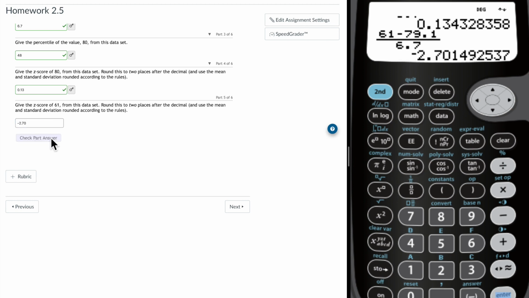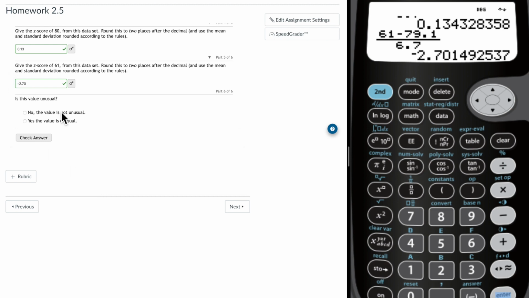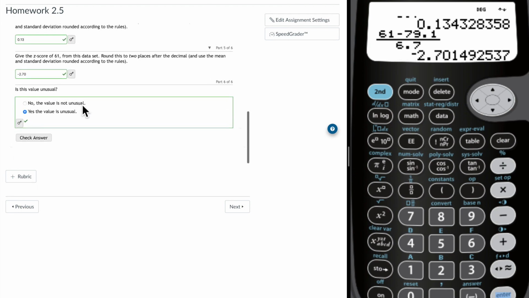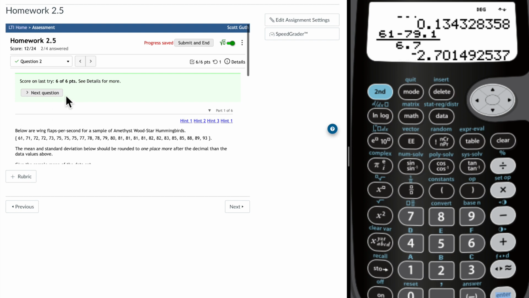So that should be okay. That's unusual, yeah, because it's more than 2 standard deviations below the mean. And let's double check. So we're all good to go here. I got 6 out of 6. So I think we're good to go.